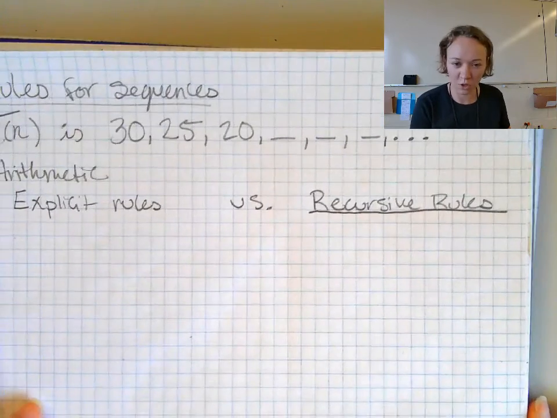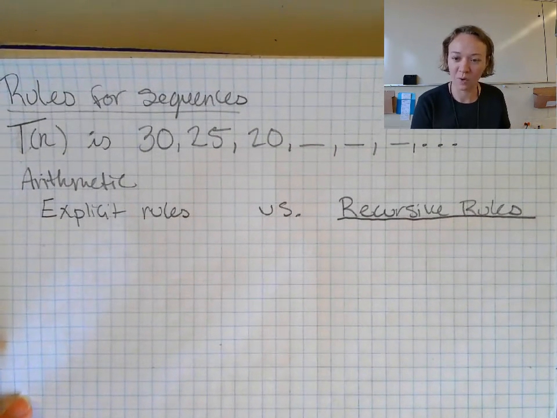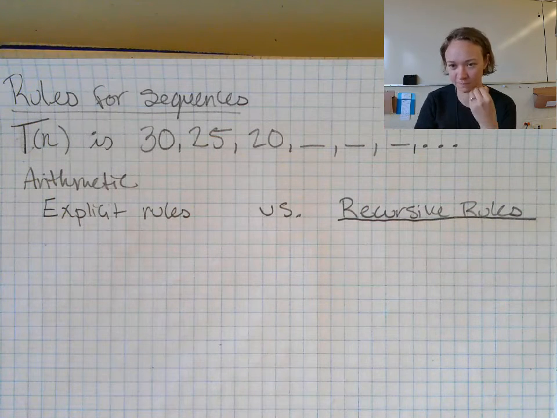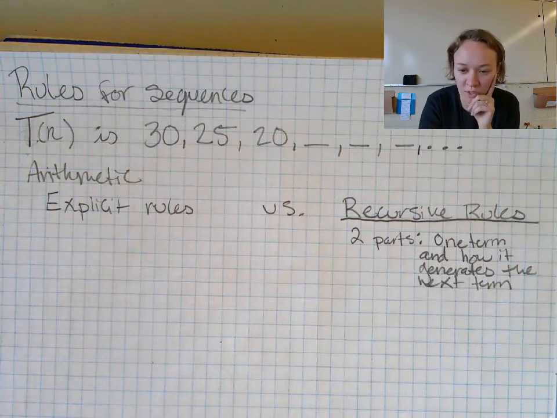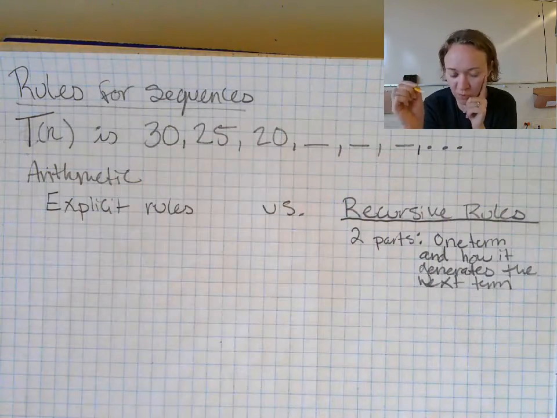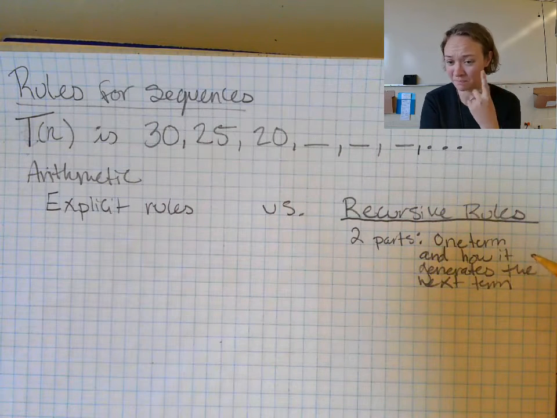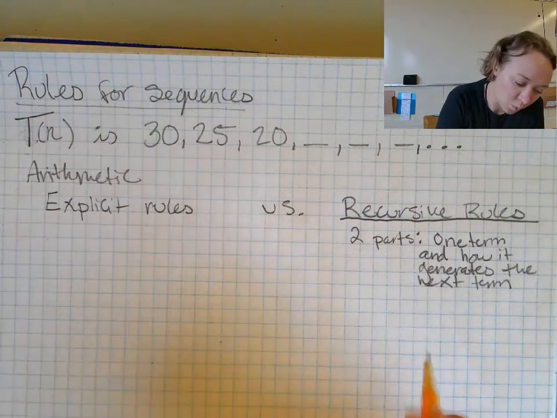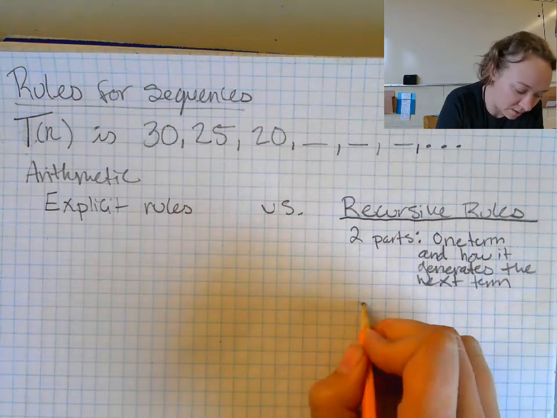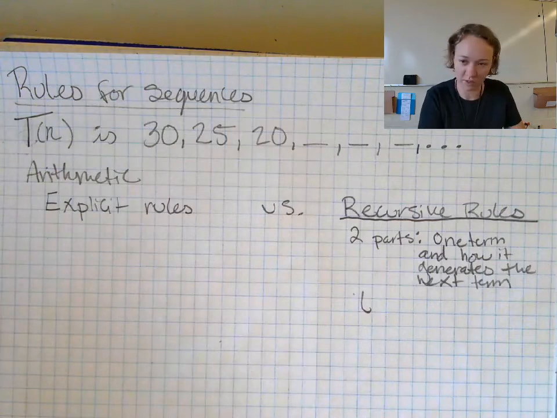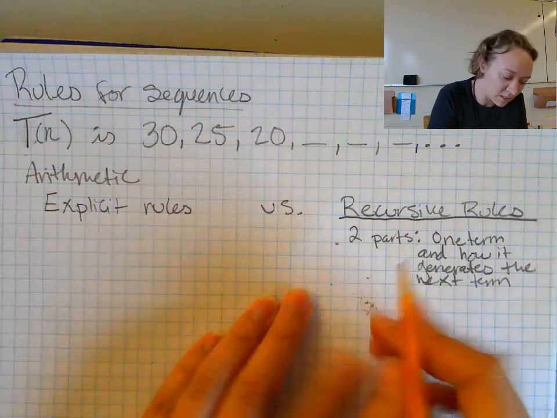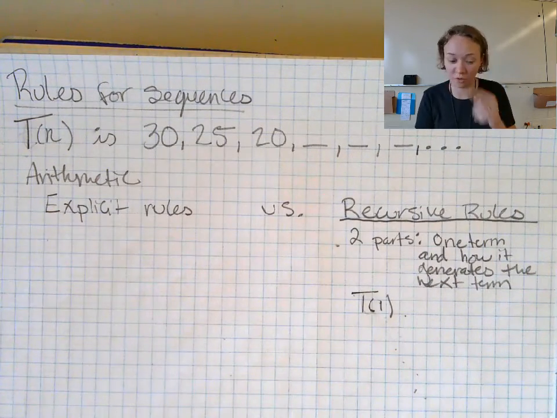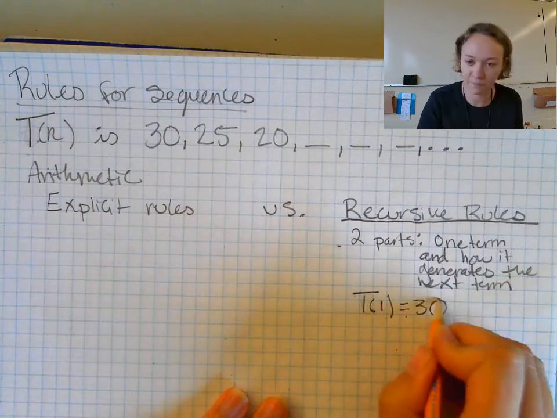Okay, so a recursive rule always has two parts. You have to know one of the terms, and you have to know its growth pattern. So you have to know one term and how it generates the next term from the previous one. Often you're given the first term, but it doesn't have to be. You could give any of the terms. All right, so for this one, the one term part would be to say that t of 1, so that would be the first term, is 30.